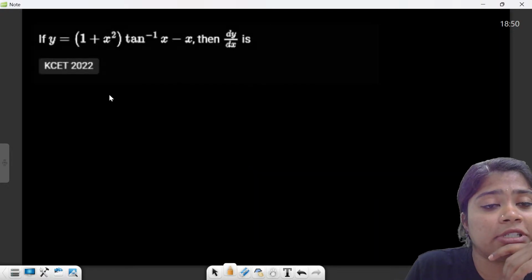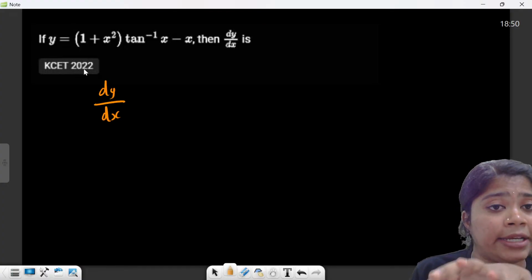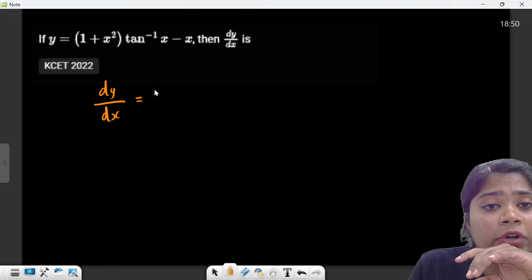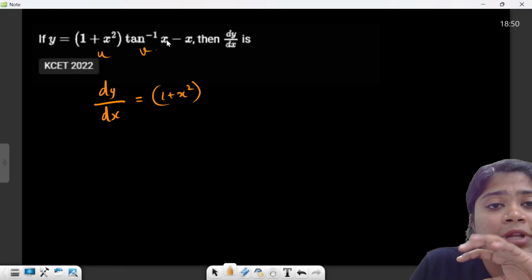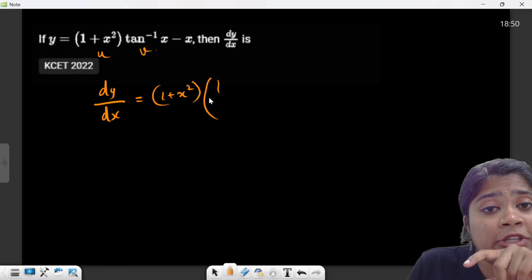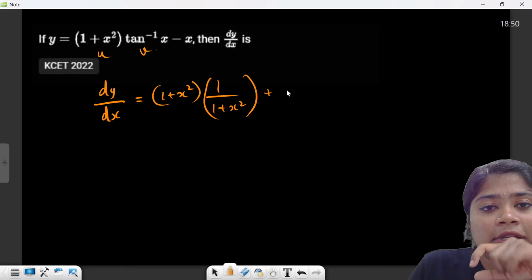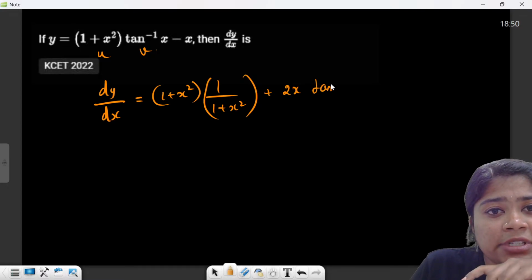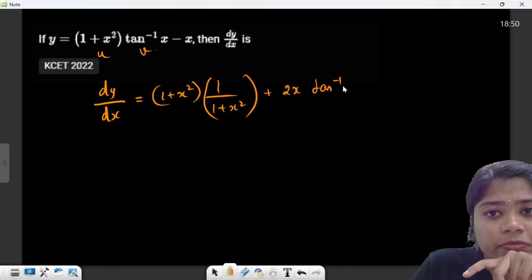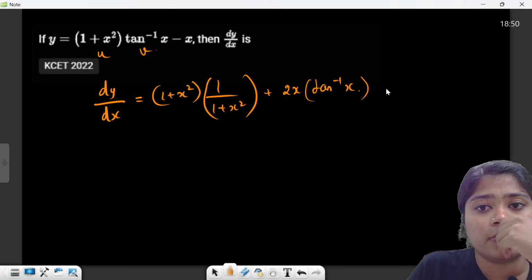So moving on to the next question. Here we want to find dy by dx for the implicit function. This is a KCET 2022 question. So we have to write, the UV method we need to do. So 1 plus x squared into tan square x, tan inverse x you differentiate, 1 divided by 1 plus x squared you get, plus, differentiate this, 2x into tan inverse x, minus 1.